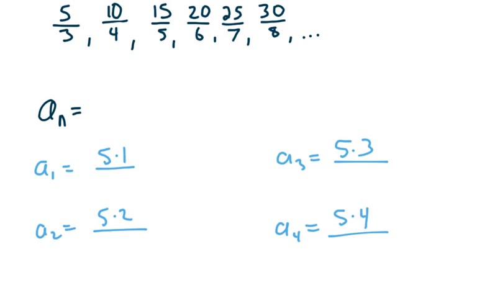And then we say what's happening in the denominator. The denominator starts at 3. The next one is 4. What can you tell me about this denominator? 3, 4, 5, 6, 7, 8. They're all going up by 1 each time. So that is something we can predict. It starts at 3 and it goes up by 1 each time.